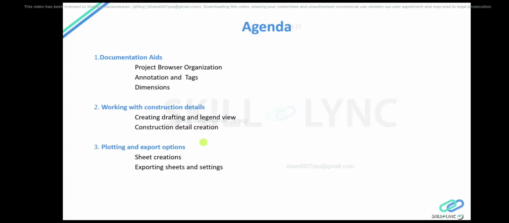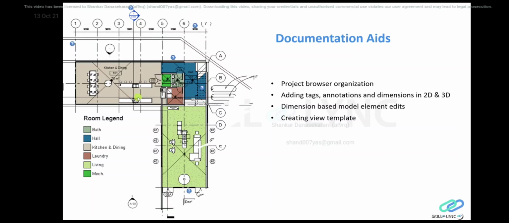In that template, we will add different views such as plan, elevation, the legend view, construction detail, and drafting. And we'll check how to export these, so we will create the export settings as well. So let's start with part 1, documentation aids. In this, we will create a plan view like this.